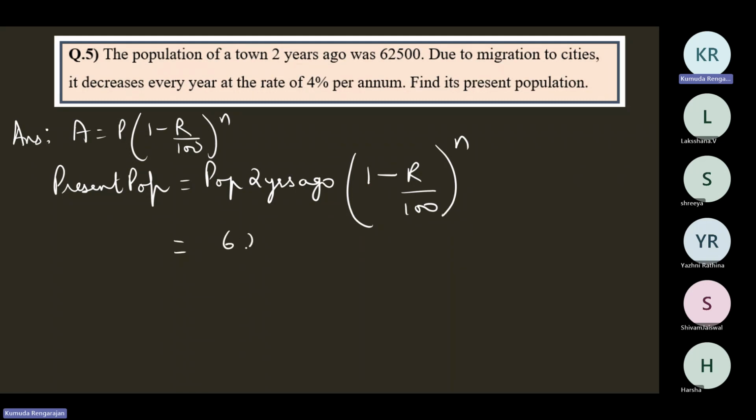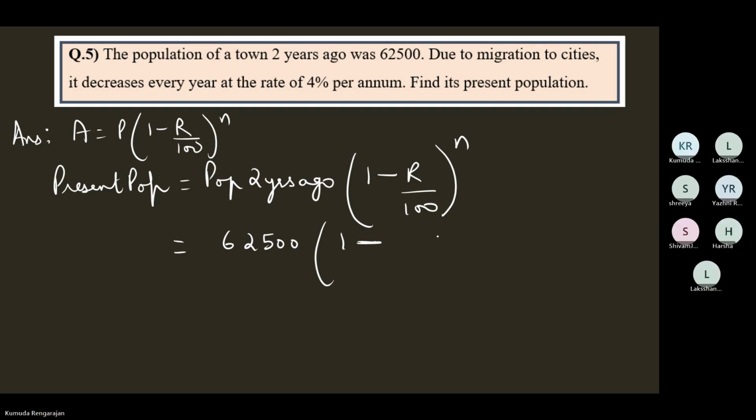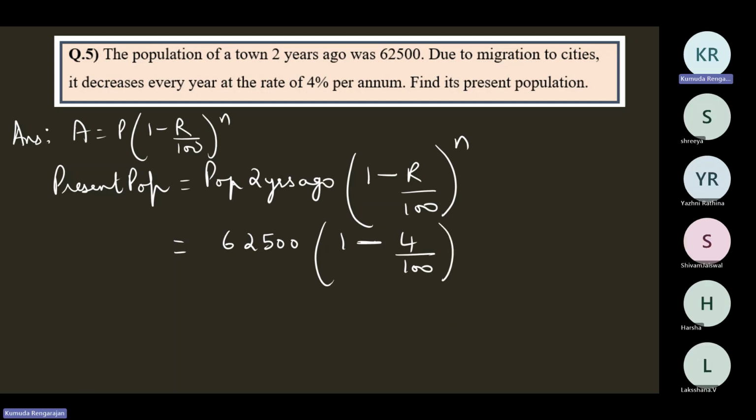Population 2 years ago, 62,500, into 1 minus, because the population reduces, it's decreasing by 4%. So 1 minus 4 by 100. In the compound interest formula, R is the rate of interest. Here it's not the rate of interest. It's the rate of decrease, which is 4%. So 4 by 100 to the power N. The gap between these two is 2 years, so the value of N is 2.